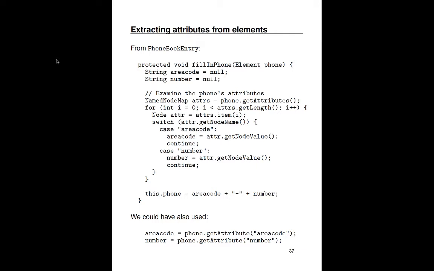We get the attributes associated with that phone element, and then we iterate over them. And here, we look at each attribute, which itself is a node, and we look at its name, and if its name is area code, then we get the value of that attribute, assign it to area code, and do something similar for number. All of this data is string data. Then when we populate the phone field of this phonebook entry, we simply concatenate the two. Instead of iterating over the attributes of the phone element, we could have also just used the getAttribute method of element.